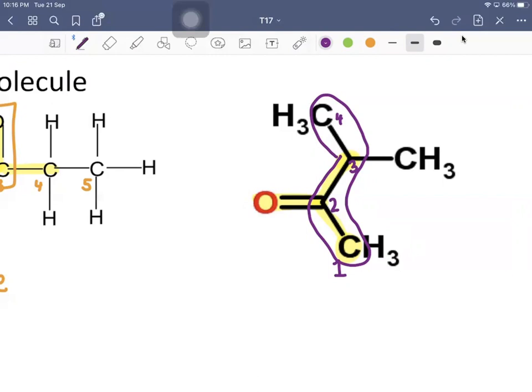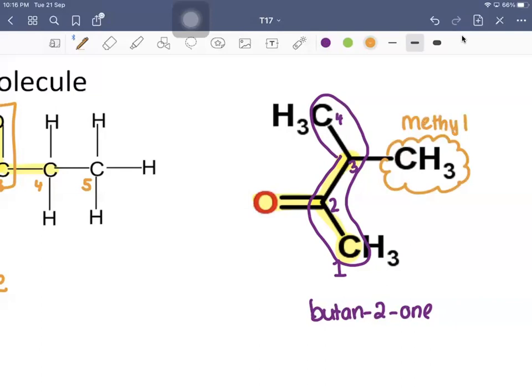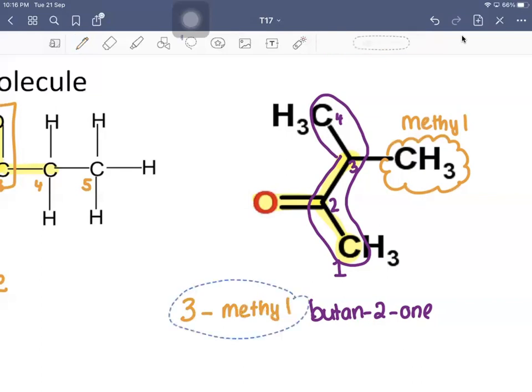Okay, butanone. But again, the position of the C double bond O is important, which is on position number 2. Therefore, I will call it butan-2-one, right? Don't forget our friend here, CH3, which is a methyl, and that methyl is on carbon position number 3. So I have to add a number: 3-methylbutan-2-one. Okay, so this is actually one word.